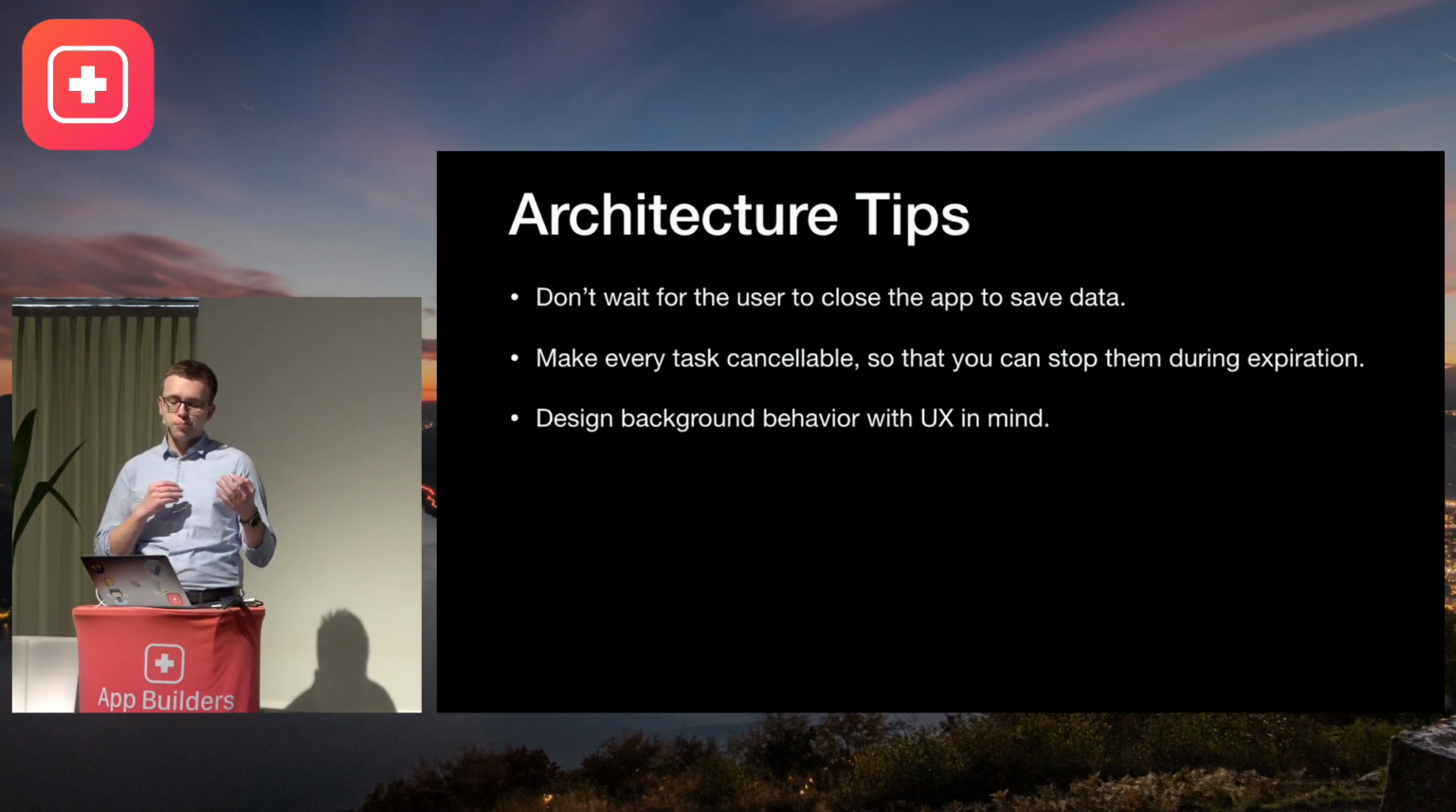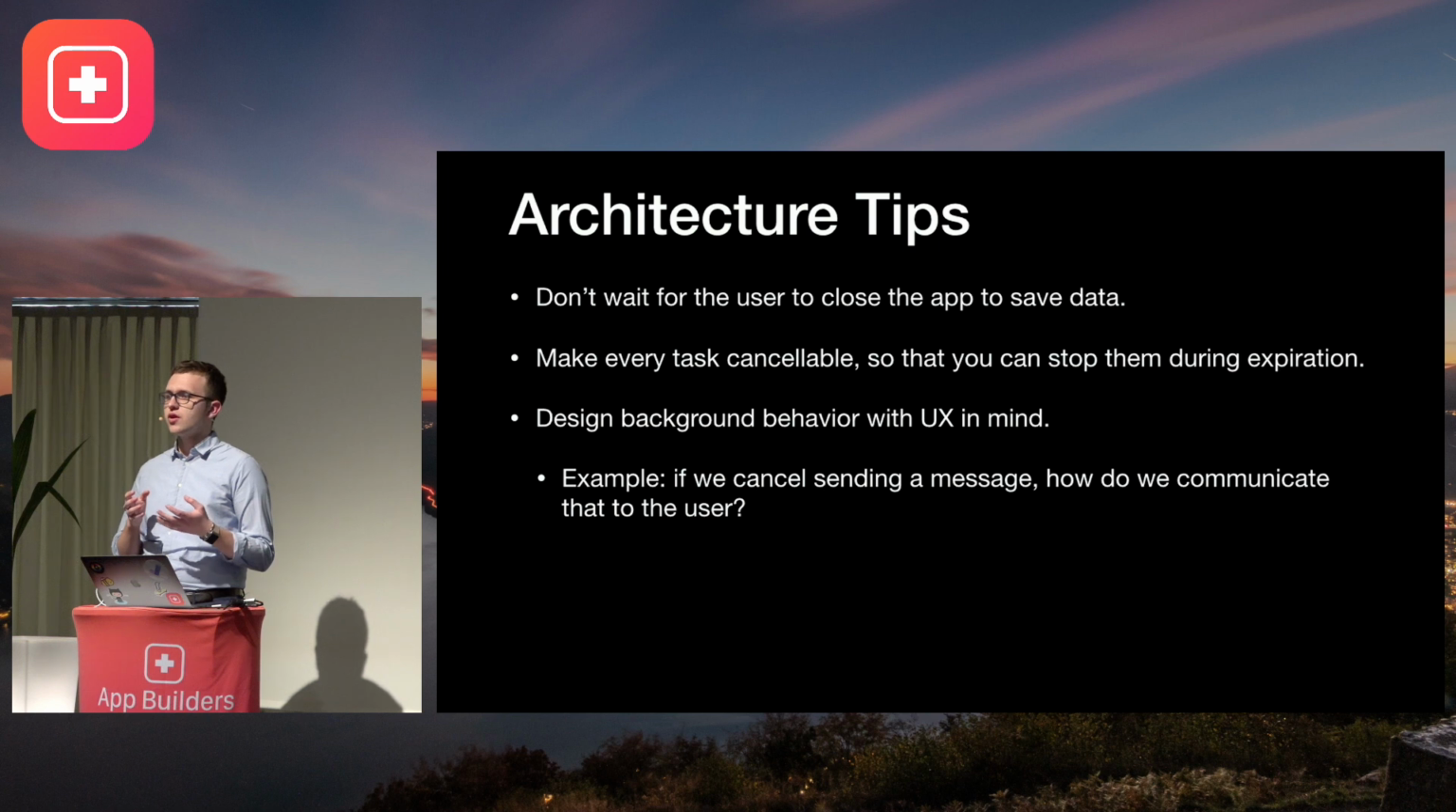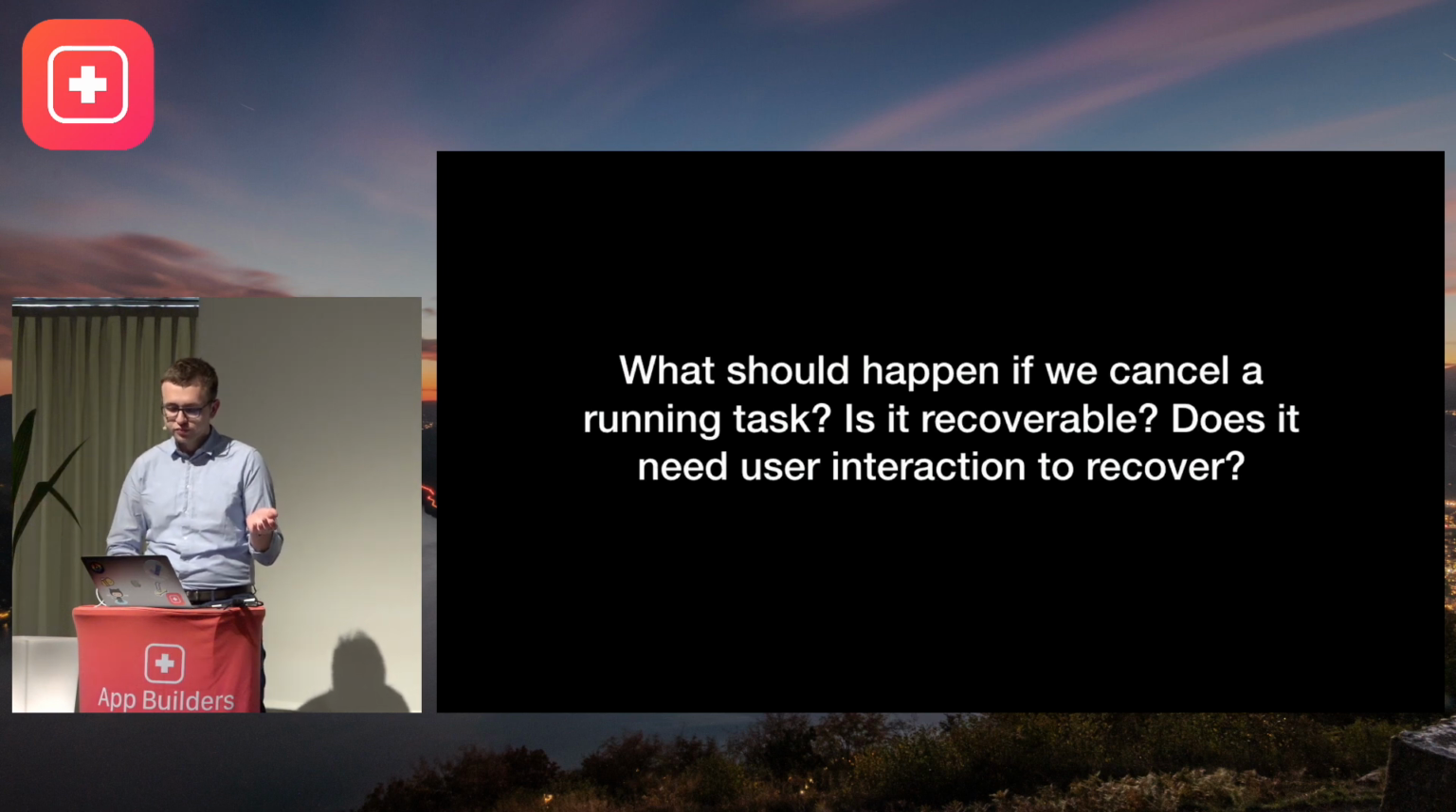But going beyond the compliance with the system limitations, you should also take the user experience into account. For example, if you cancel a network call to send a message, how do you let the user know? For example, a solution to that would be trying to schedule a local notification to prompt them to open the app and resend the message. Otherwise, they will never know that their recipient never received the message.